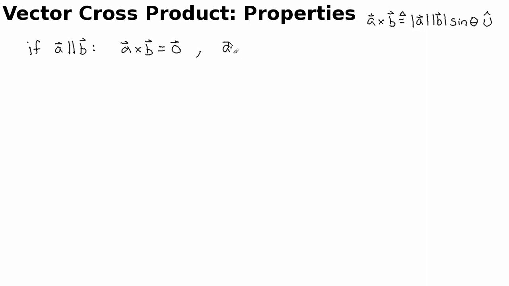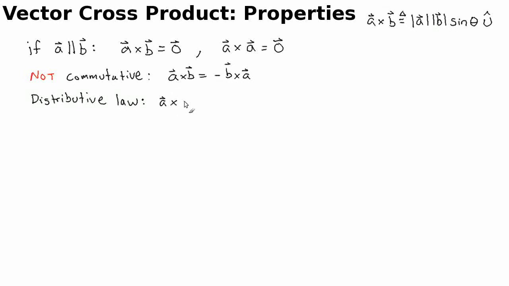Related to this is another useful thing to remember, which is that any vector crossed with itself is equal to the 0 vector. The next property, which we already talked about in the previous video, is that the cross product is not commutative. Instead, if you reverse the order of the cross product, you have to introduce a minus sign.